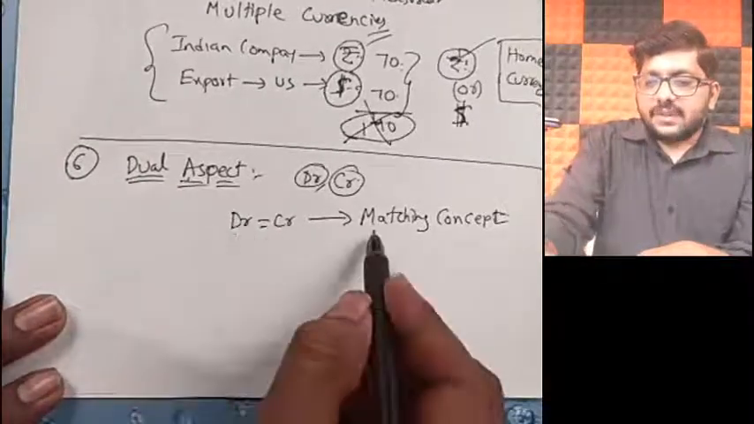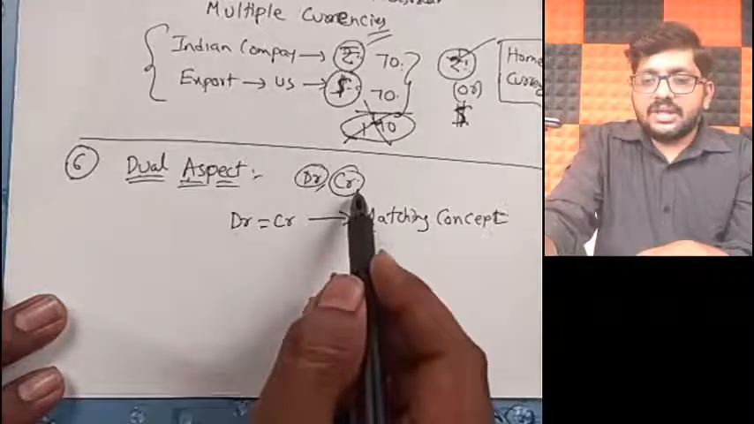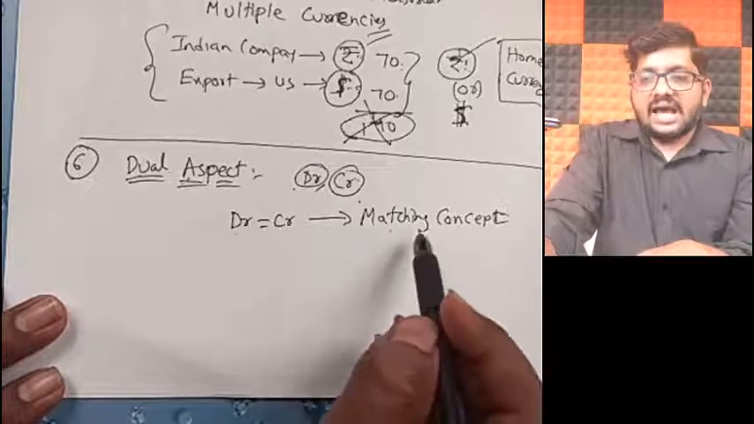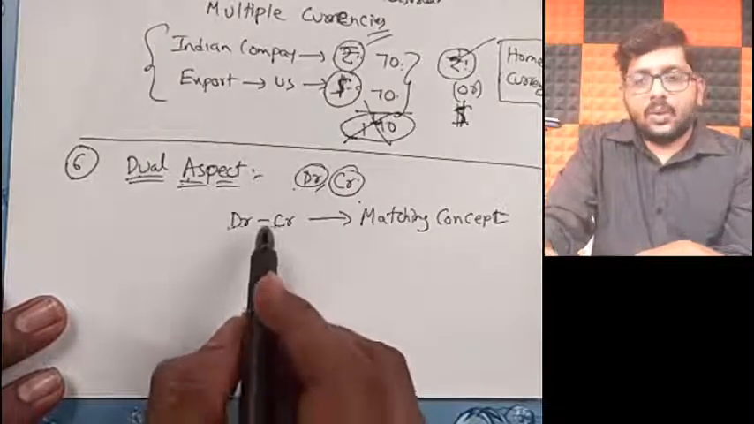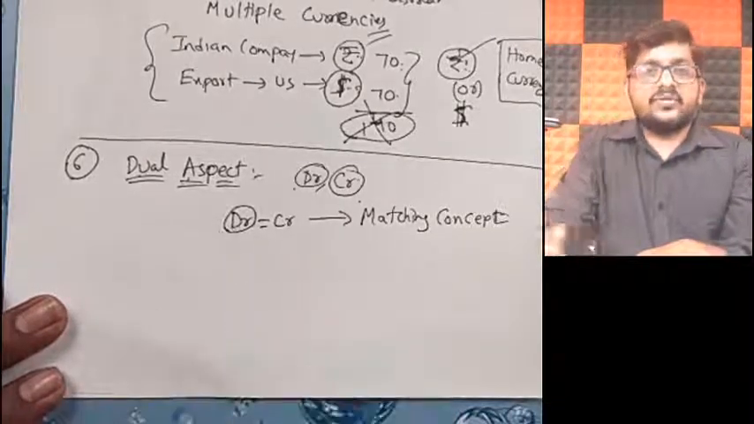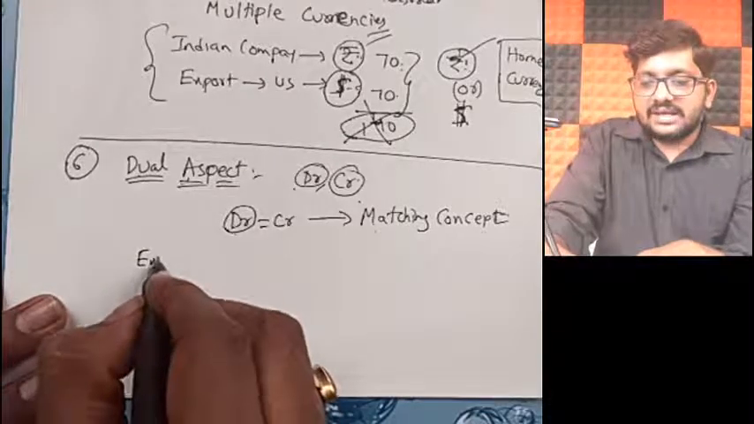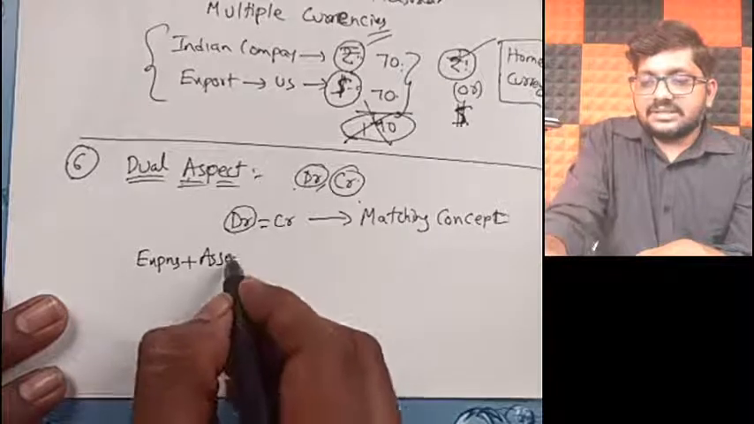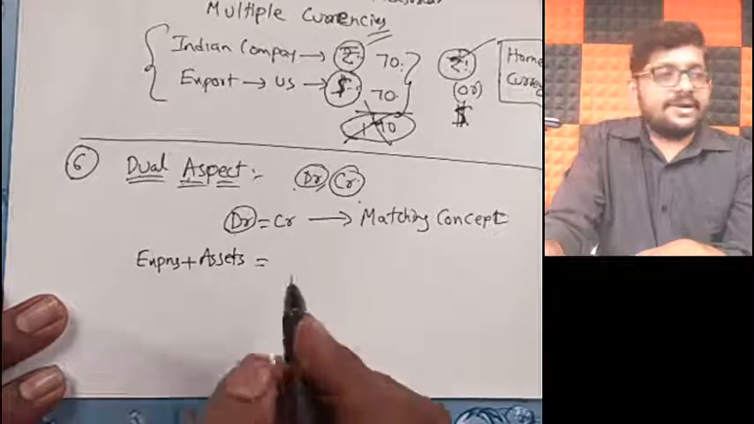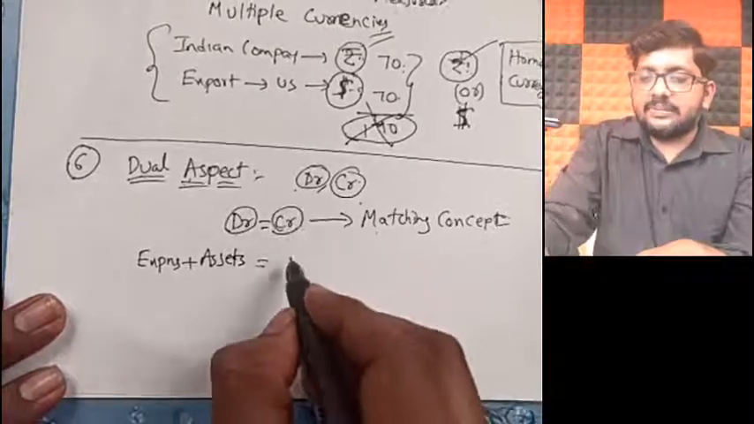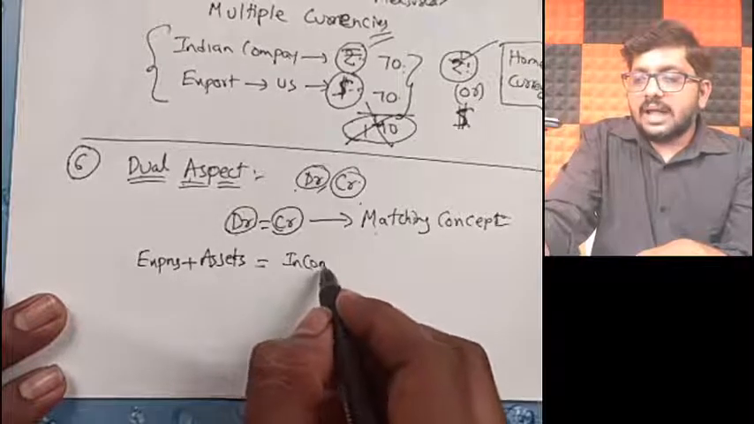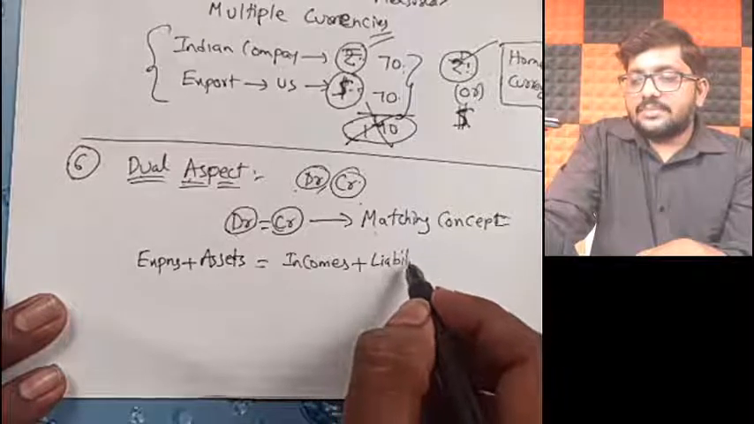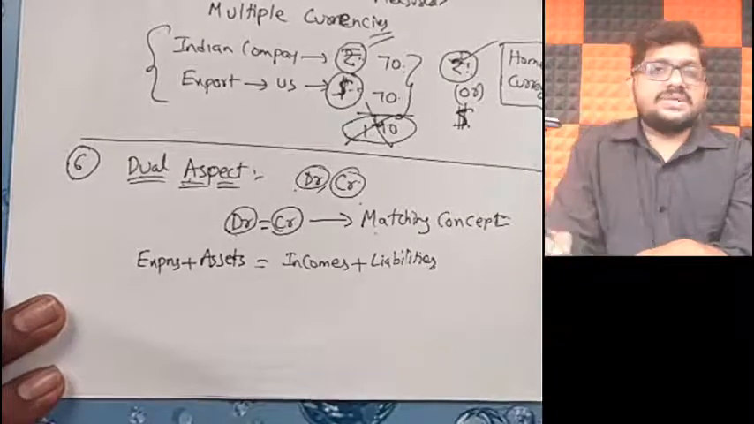As per the matching concept and dual aspect concept, there will be two aspects in accounting. One is the debit aspect, the other one is the credit aspect. And matching concept says these two should be equal. Now, debits are all represented by what types of accounts, my dear friends? Expenses and assets together are represented for debit. What all will be represented with credit? All incomes as well as all your liabilities will be represented with credit.